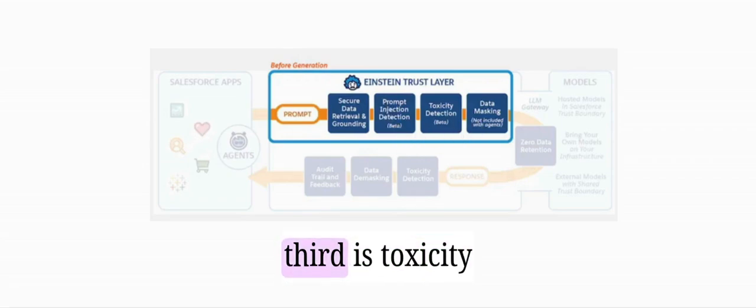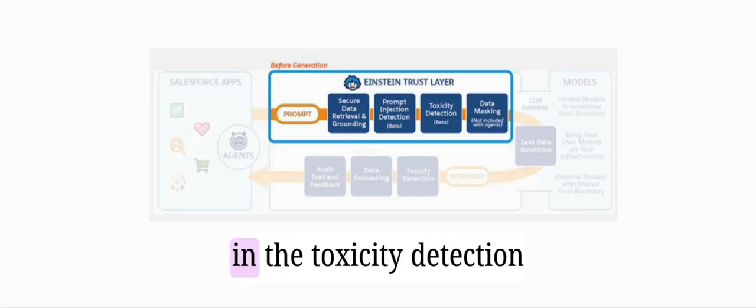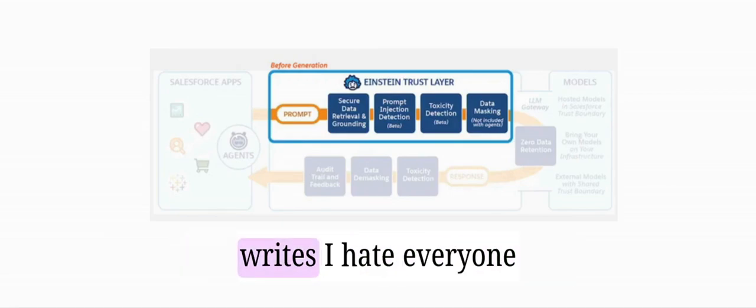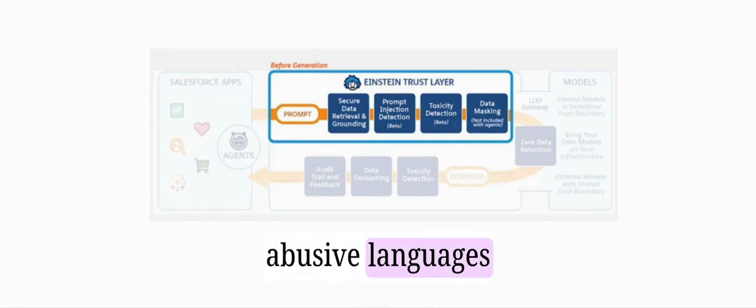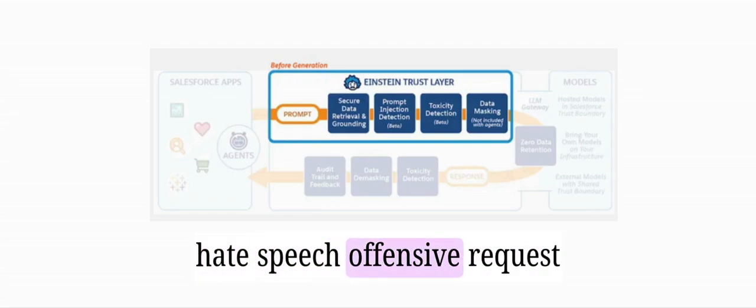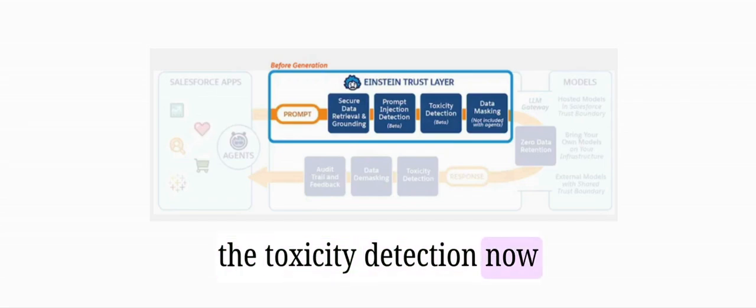Now third is toxicity detection. In toxicity detection, Salesforce checks the language. Suppose someone writes, I hate everyone, or uses abusive language. Salesforce detects abusive language, hate speech, offensive requests, and harmful prompts before sending them to AI. This is what is done in toxicity detection.